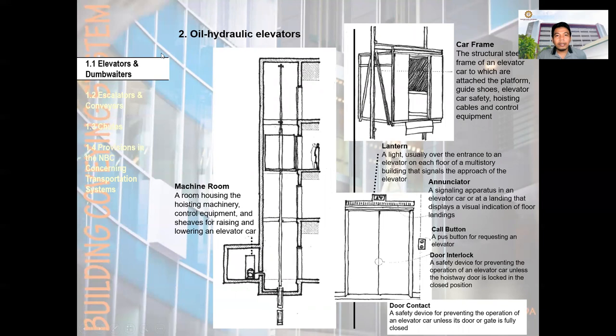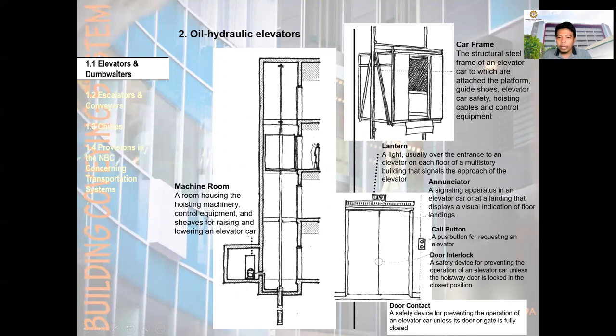And the next type is the oil hydraulic elevator. Here the machine room is maybe at the bottom or at the first level of the building. A machine room is a room housing the hoisting machinery, control equipment, and sheaves for raising and lowering the elevator car. Then you have the car frame, the structural steel frame of an elevator car to which are attached the platform, guide shoes, elevator car safety, hoisting cable, and the control equipment.